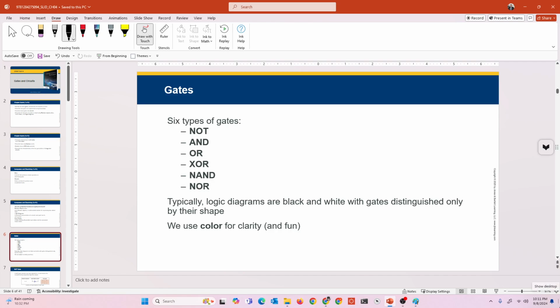So NOT, if you give it a zero, it's going to give you a one. If you give it a one, it's going to give you a zero. How is it represented? Just like this. That's NOT. Okay, as an input, it gives you an output.